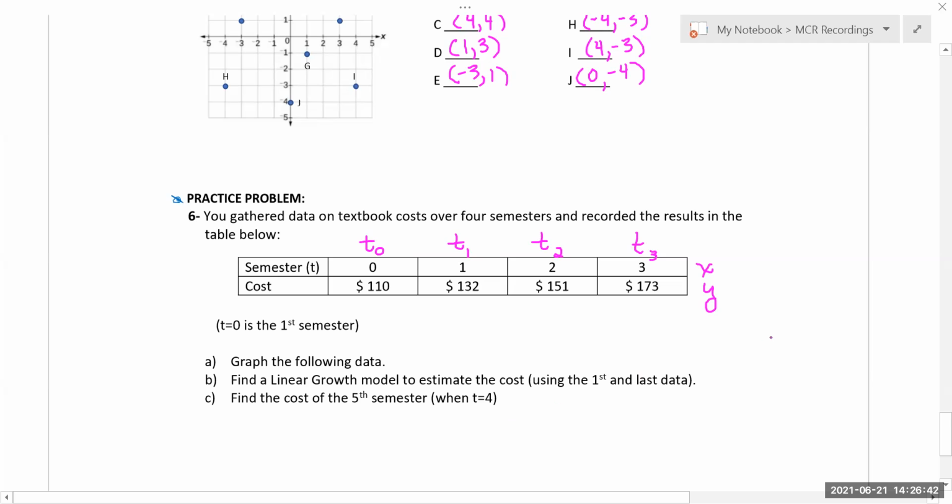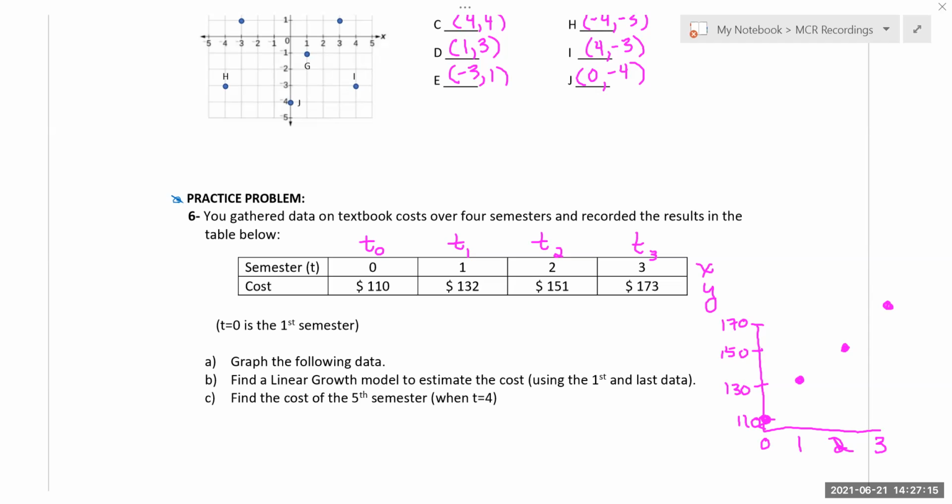So to graph it, I'm going to put my T's down here. And then I'm going to make a break in my graph and have this be 110, 130, 150, 170. Because I don't want to have all that other stuff. So at 0, it costs 110 when you started. After 1 semester, it was 132. After 2 semesters, it was 151. And after 3, it was 173. So that's going in a pretty linear function.